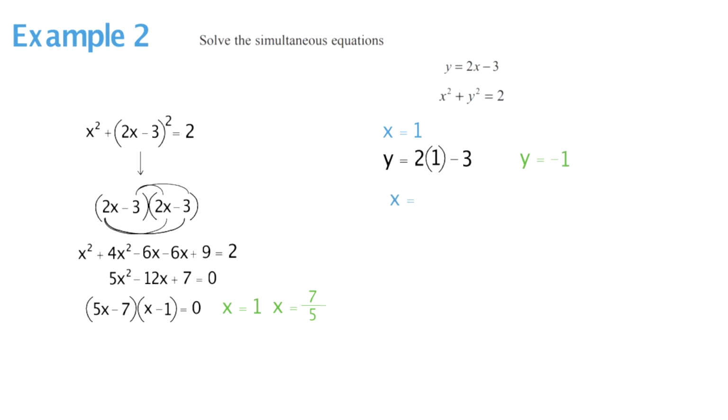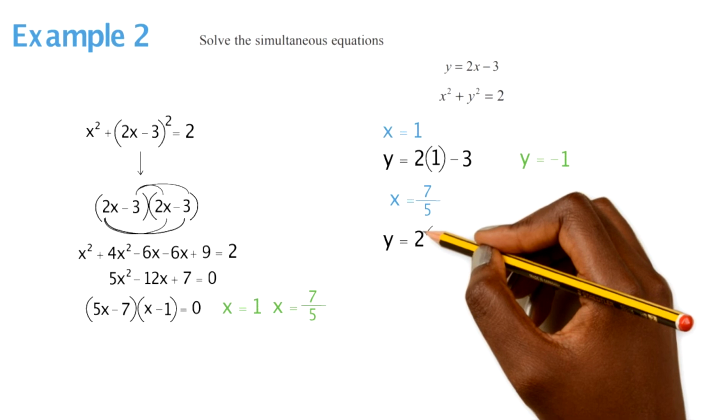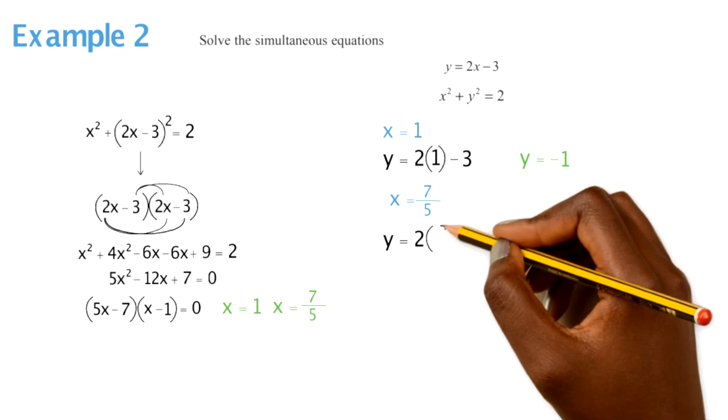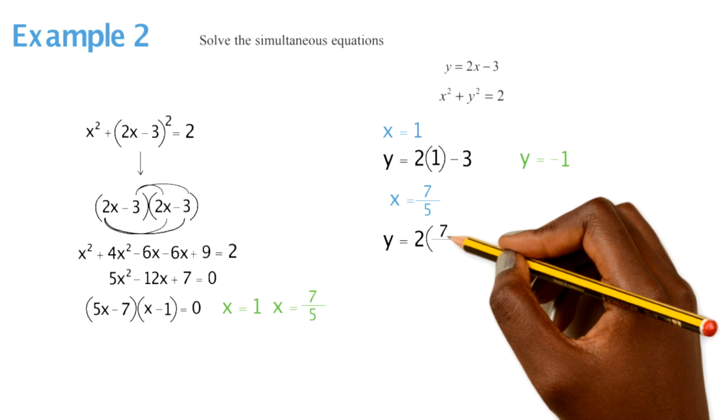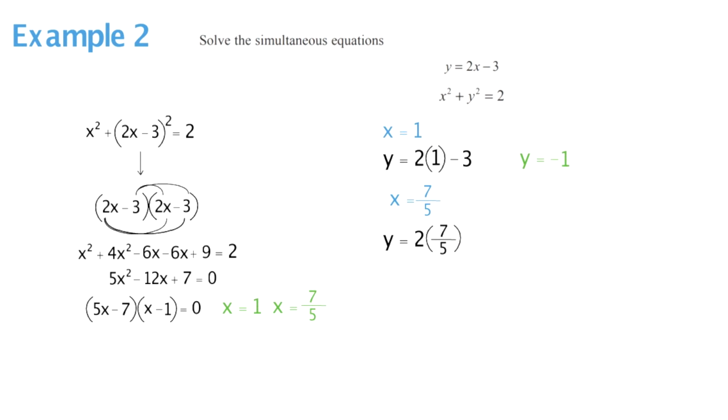And if we're to substitute x is equal to 7 over 5, that would leave us with an answer of, see if you can work out before it comes up on the screen. So the answer would be y is equal to minus 1 over 5. So minus a fifth.